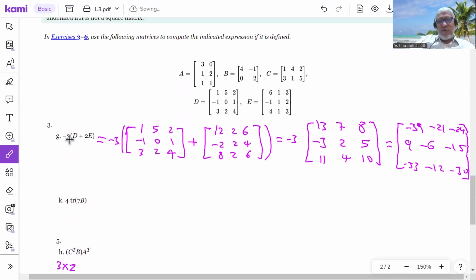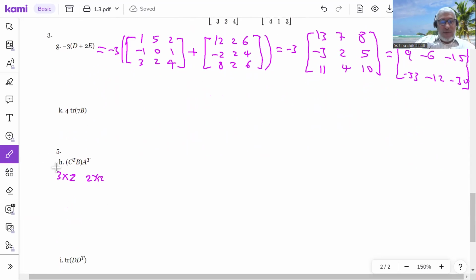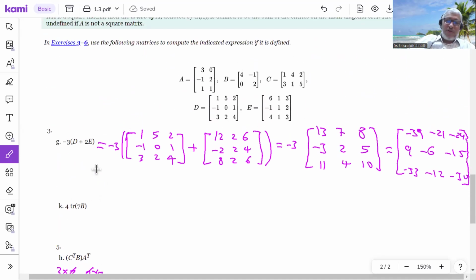B is 2 by 2. Good. So I can perform this multiplication, no problem. The product will be 3 by 2. This would be the product of these two matrices, 3 by 2. Now I will multiply the result by AT, the transpose of A.